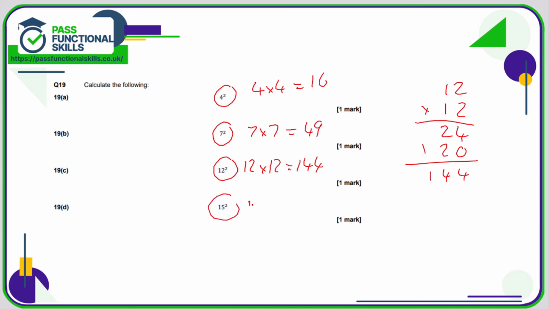15 squared, that is 15 times 15. Now, I wouldn't expect you to know your 15 times table, so we'll use long multiplication. 5 5s are 25, carry the 2. 1 5 is 5, plus 2 is 7. Move on to the 1. This is the 1 of 10, so put in a 0. 1 5 is 5, 1 1 is 1. Add them together, 5, 2, carry the 1. 1 plus 1 is 2, so the answer is 225.